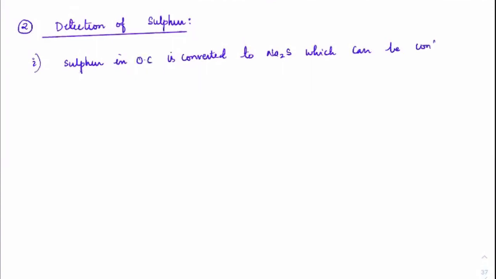If you check out point by point, we know that sulfur present in an organic compound is usually converted to Na2S. Which can be confirmed by any of the following tests.